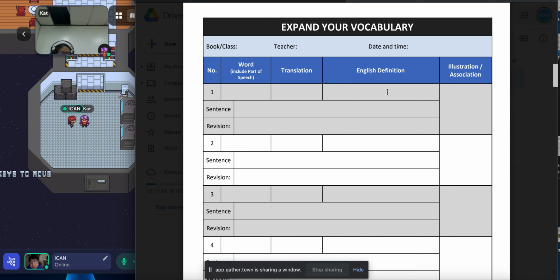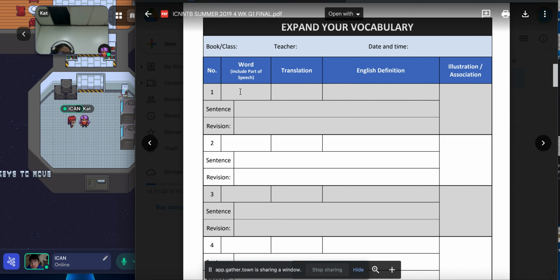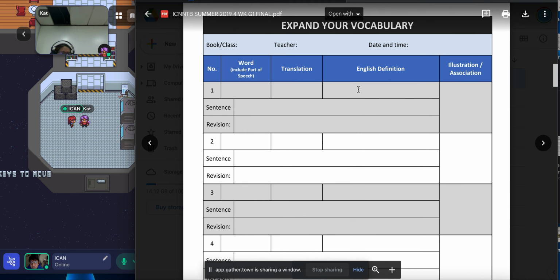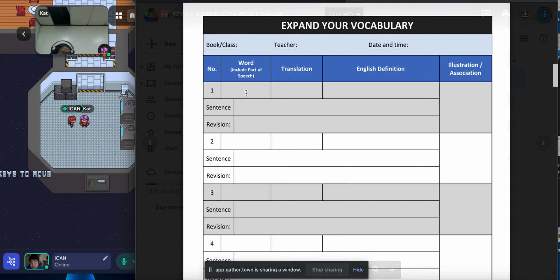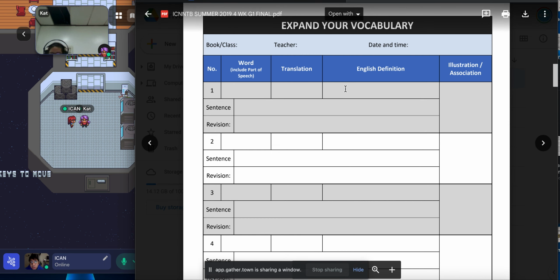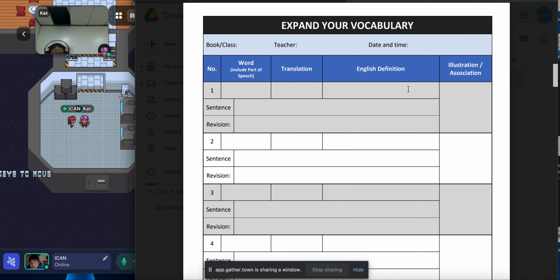And then here, sometimes if the student is very young, what we do is we also write the definition. So what you fill out is the word and the definition. For example, apple, a red fruit that is sweet. You don't have to complicate it, just make it simple. And then they will find the translation. They will write here the Korean translation.